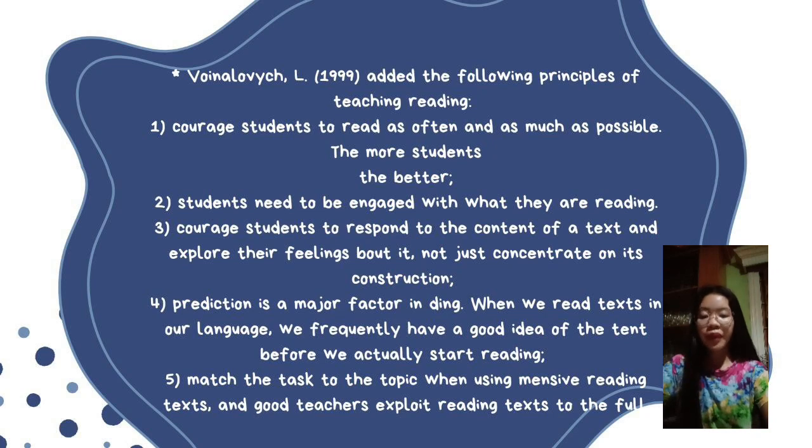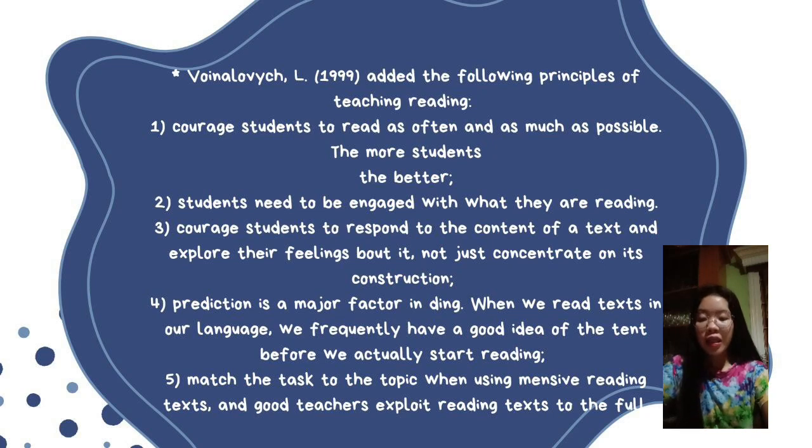Number two is students need to be engaged with what they are reading. It is important for them to be engaged so they can easily understand and appreciate what they are reading. Number three is encourage students to respond to the content of a text and explore their feelings about it, not just concentrate on its construction. As a teacher, we should ask questions or let students explain what they feel about the text they've been reading so that they can participate in class and achieve active learning.